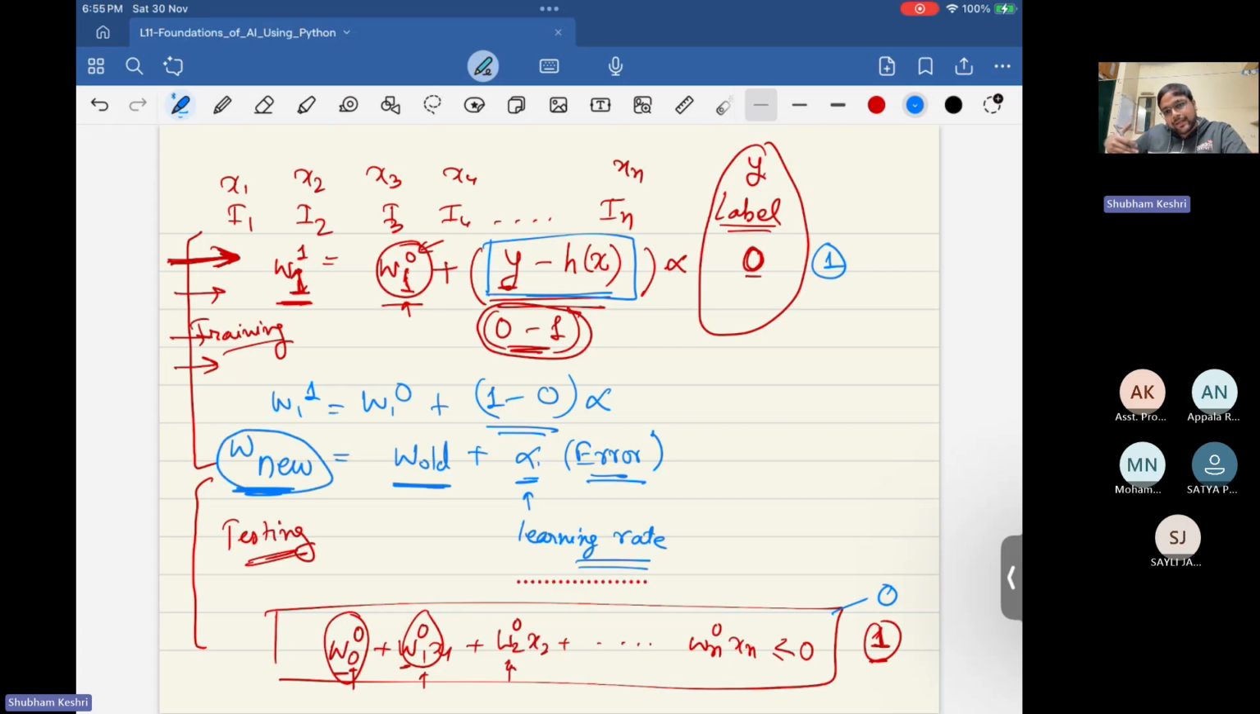Slowly it will converge to a value. When you have converged, then you can start doing the testing, and then you will be able to say how good your predictions were. So this is how you update the weights. Is it all right? Others, is that all right? Okay.